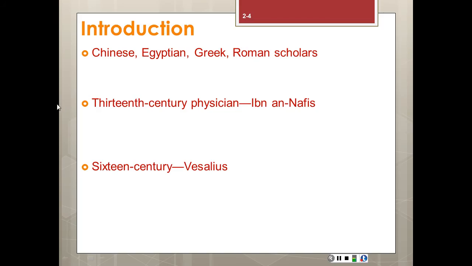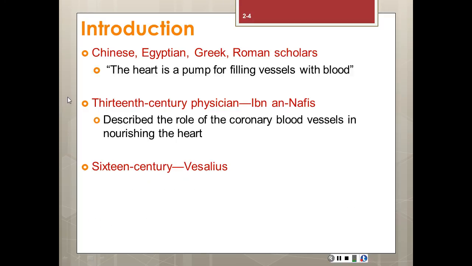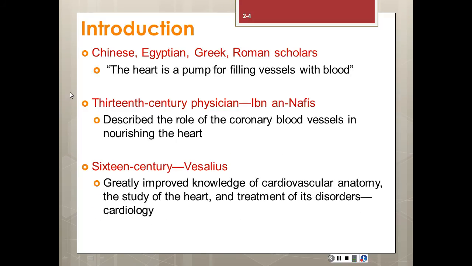So your book talks about various scholars back in the day that were discovering the heart. Back in the day, the Chinese, Egyptians, and the Greek Romans, they thought that the heart was just a pump that was filling up vessels with blood. Not much of an understanding, but it was a start.